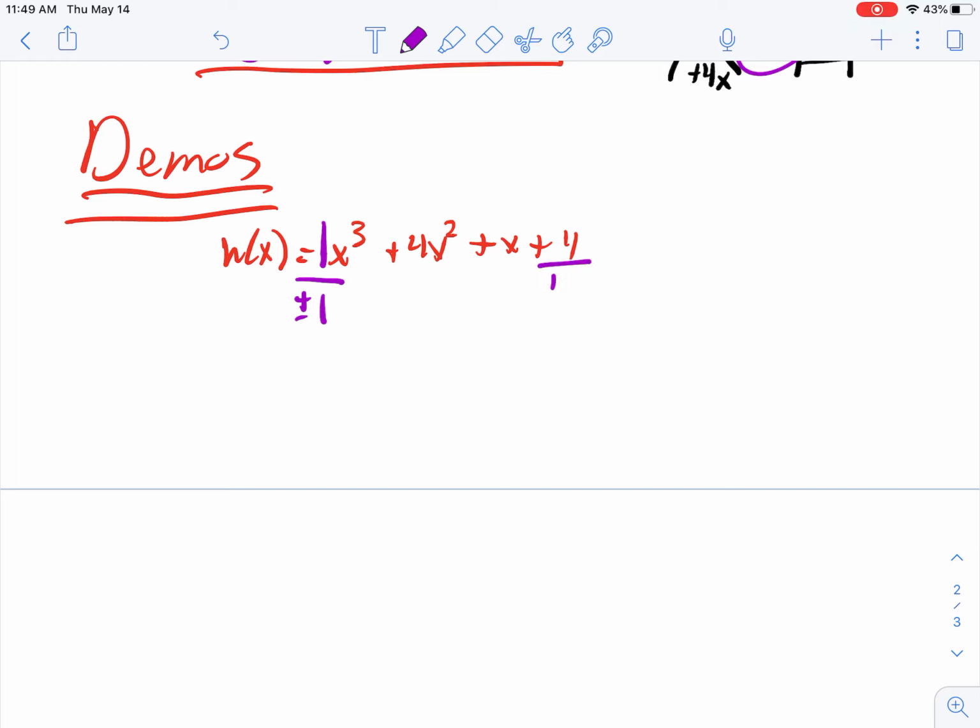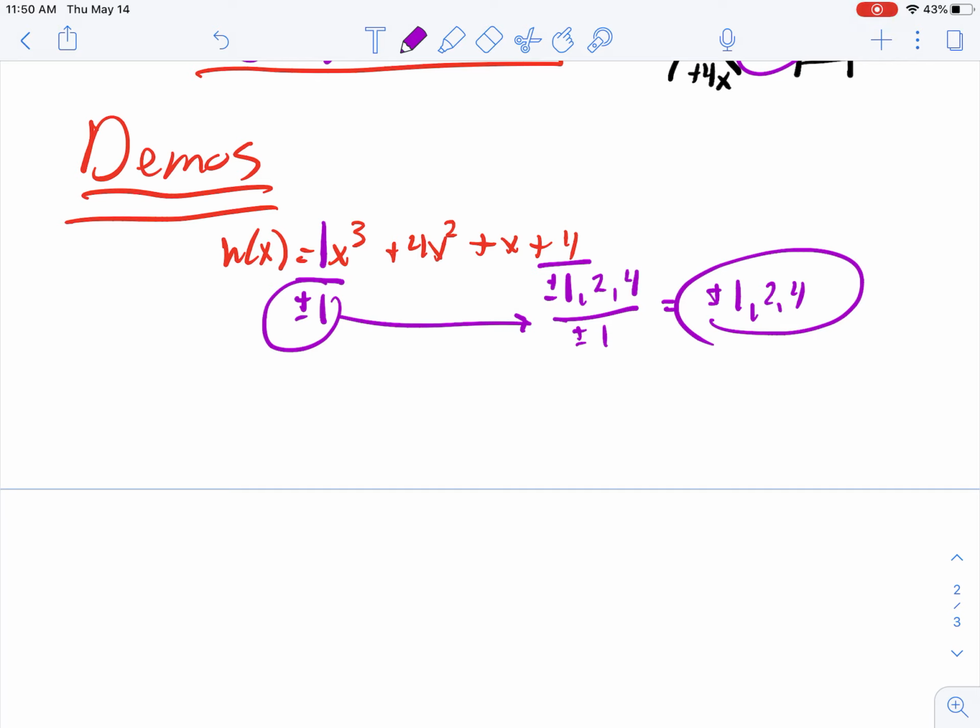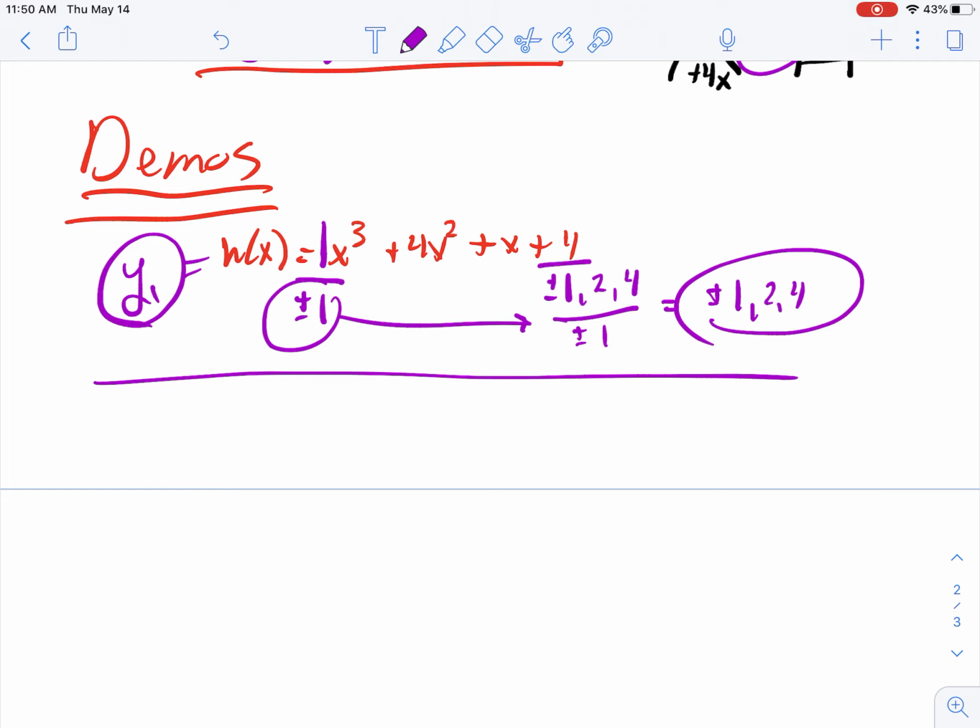So this number here, plus or minus 1, all the factors of 4 would be plus or minus 1, 2, and 4. Now since the leading coefficient is 1, if I divide it out, it'd be plus or minus 1, 2, 4. So I just want to try those 6 numbers. Let's go back to our Desmos. Remember, this is your Y1 in your graphing calculator in Desmos. Put this value in.